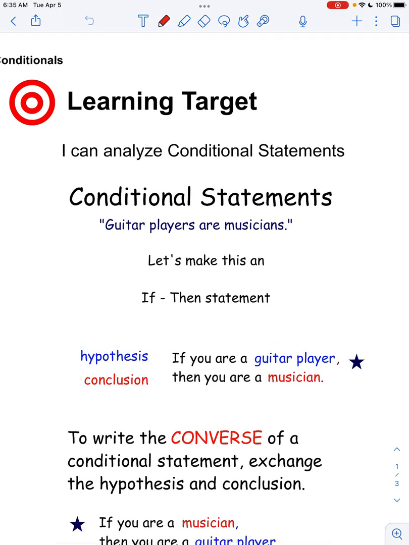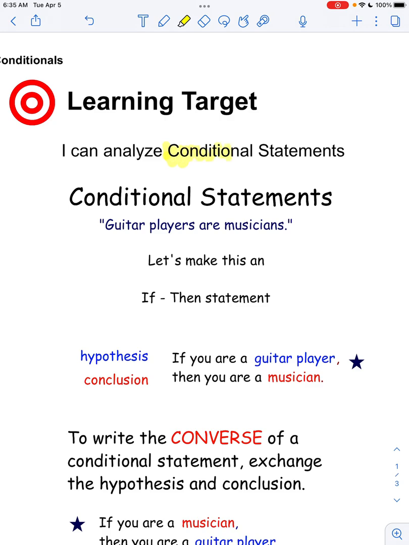All right, hello. Geometry, starting a new unit, going to be looking at conditional statements and sort of like proofs. These are really important topics in math because you have to be able to prove why you think certain things, or you have to be able to prove that you know this to be true. And so these are one of the ways that we can do that.